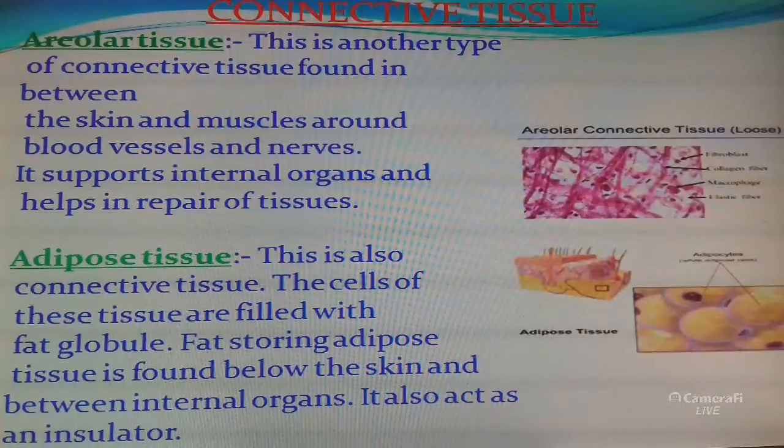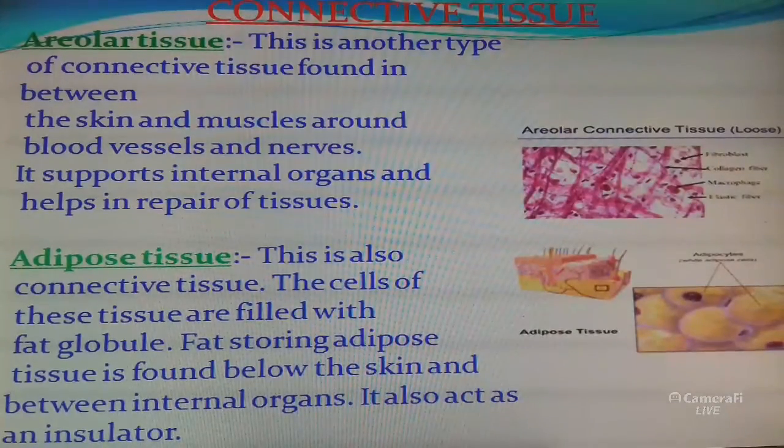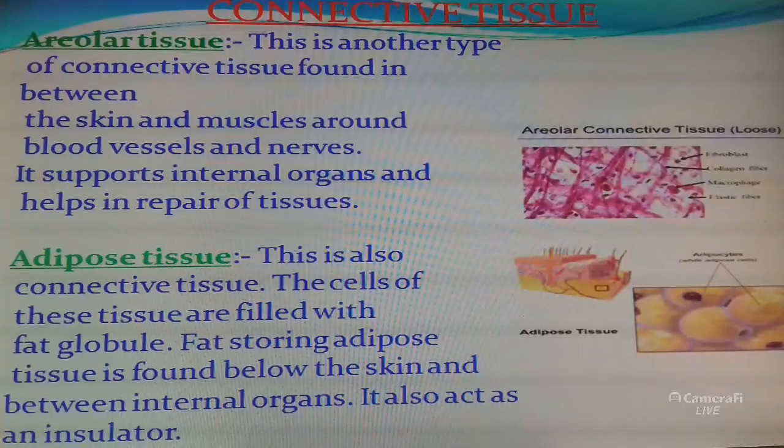And dense matrix: skeletal tissue is filled with dense matrix. It is of two types, cartilage and bone. All are filled with dense matrix. And fluid matrix tissue is of two types: one is blood and another is lymph.